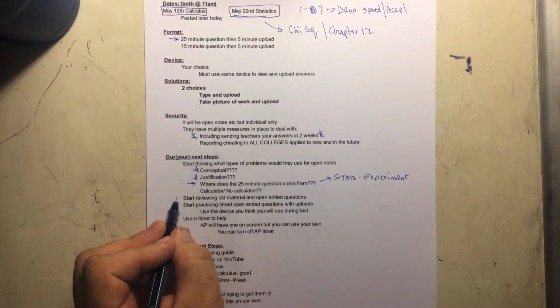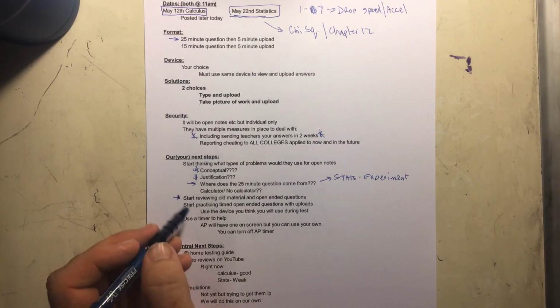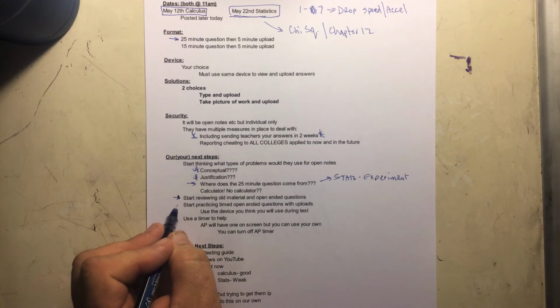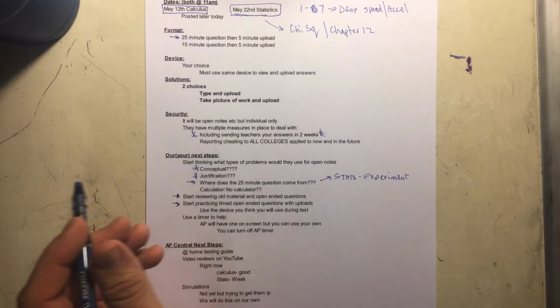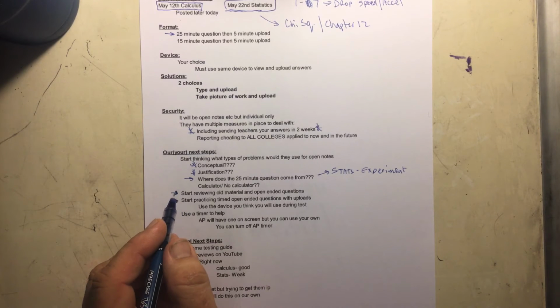So where do we go from here? We need to start reviewing the old material, because we know now it's going to be a little more heavy on the older material because they cut out the very tail end of stuff. We need to start practicing timed open-ended questions and practice uploading. So we'll utilize Google Classroom for that. We're going to utilize the AP Classroom when we start back to school. If we're in distance learning, we'll utilize that, and that'll be our assignments for the day.